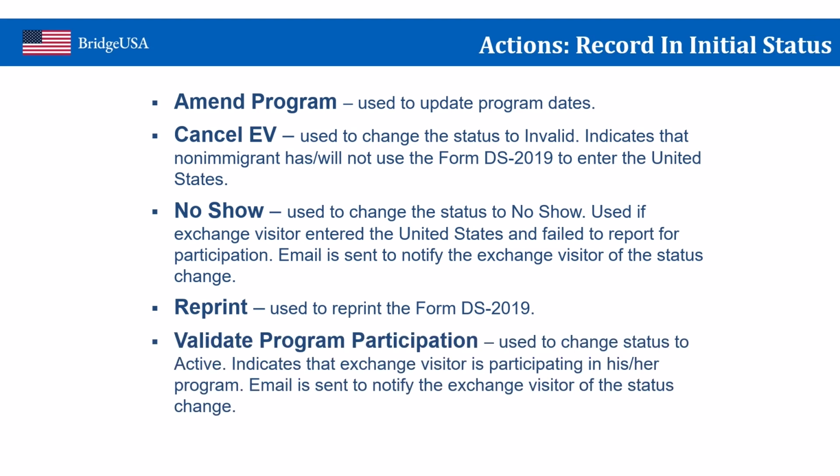And finally, there is the Validate Program Participation action. This action is used to change the status to active when the Exchange Visitor begins the program. An automatic email will be sent notifying them of the status change. We will now go through a couple of simple actions frequently used by sponsor officials, such as Amend Program and Validate Program.